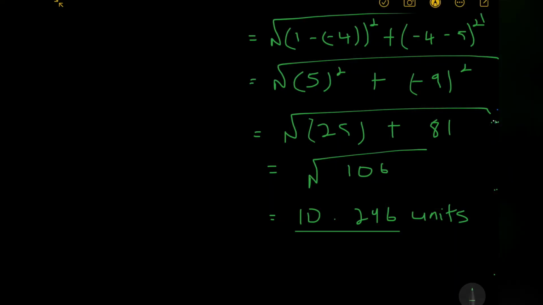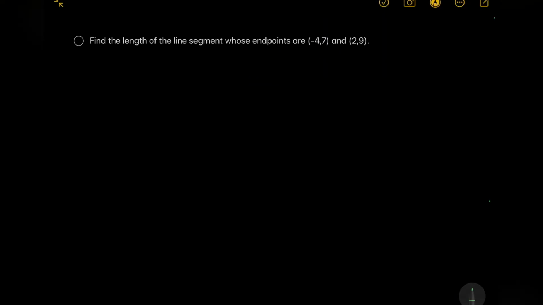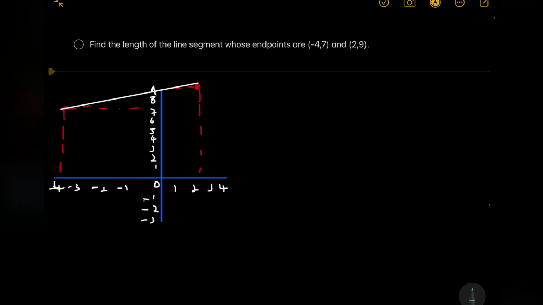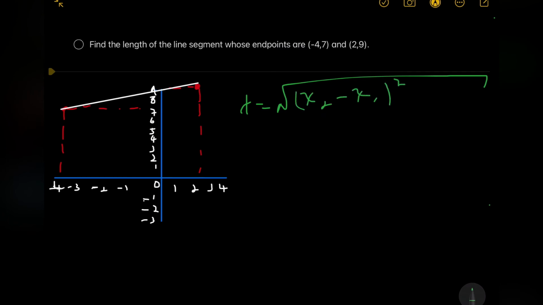For our next example. So this is our question. This would look like this. So we'd find the length of this line just the same. D is equal to the square root of x2 minus x1 all squared plus y2 minus y1 all squared.